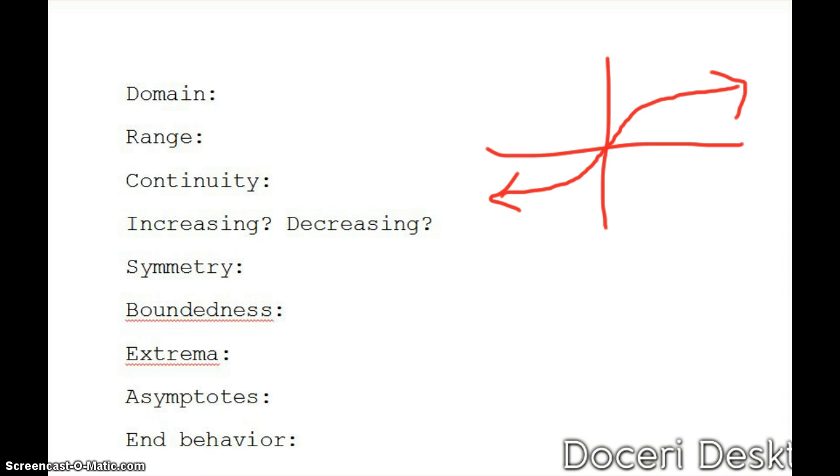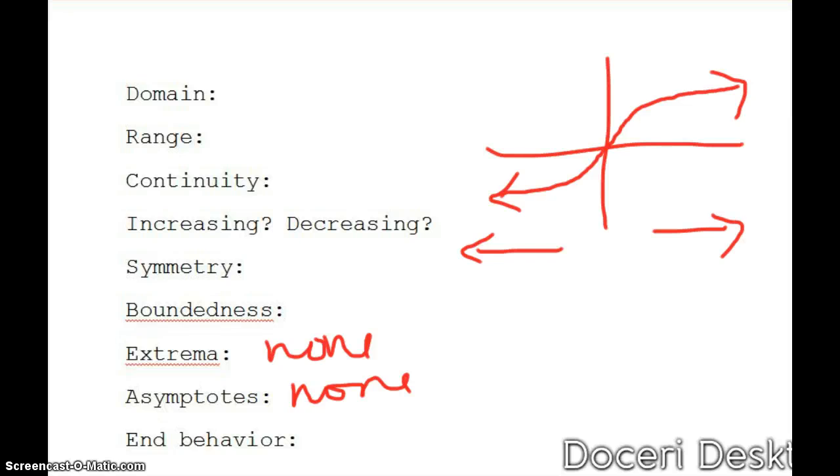It's not bounded. It has no extremes and no asymptotes, horizontal or vertical. The end behavior is what's happening along the x-axis from left to right. So end behavior would be going to the left, and then another end behavior going to the right. And in both instances, when it's going to the left, it's negative infinity, and when it's going to the right, it's positive infinity. Not the real technical way to write that, but I think it makes a lot of sense.